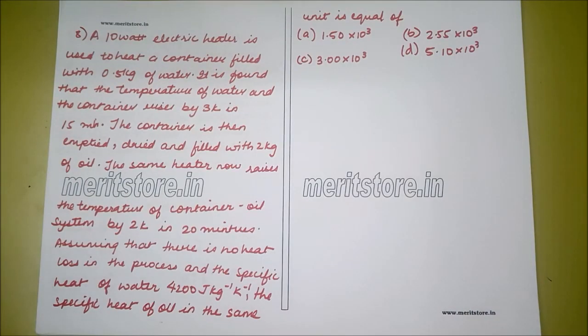A 10-watt electric heater is used to heat a container filled with 0.5 kg of water. It is found that the temperature of water and the container rises by 3 Kelvin in 15 minutes. The container is then emptied, dried and filled with 2 kg of oil. The same heater now raises the temperature of the container-oil system by 2 Kelvin in 20 minutes. Assuming that there is no heat loss in the process and the specific heat of water is 4200 joule per kg per Kelvin, the specific heat of oil in the same unit is equal to, the options given are 1.5 into 10 raised to 3, 2.55 into 10 raised to 3, 3 into 10 raised to 3 and 5.1 into 10 raised to 3.